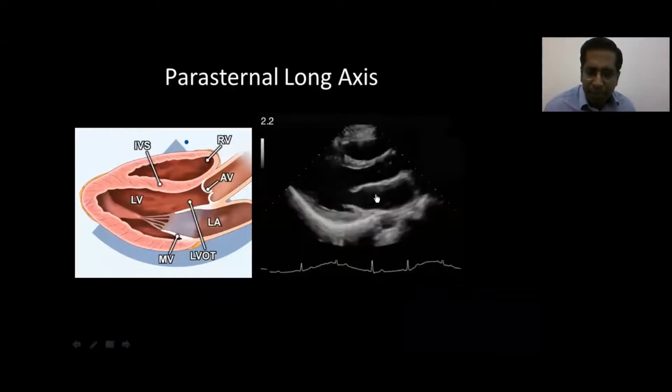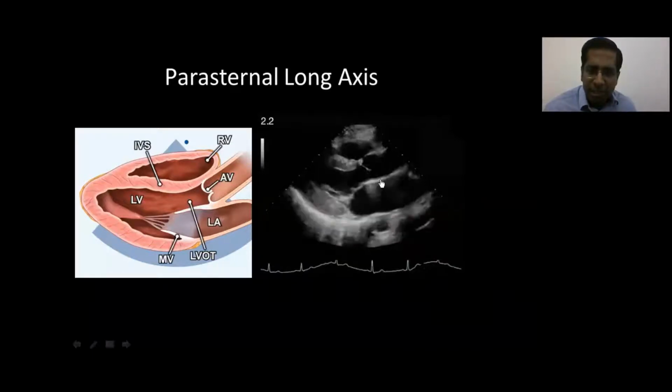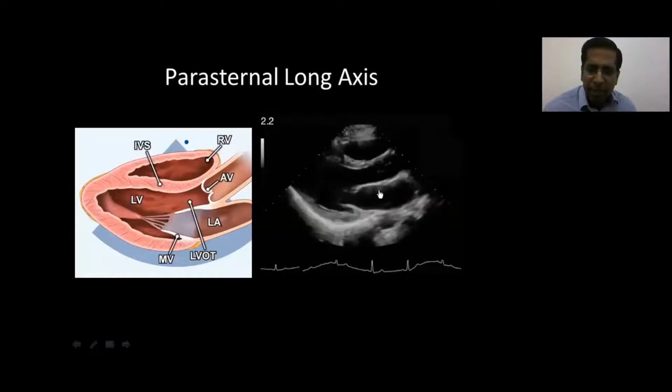So that is about the sector width, about the depth. And the other thing is, why do we need to optimize these two things? Because image resolution or the frame rate will depend on the sector width and the depth. As you reduce the depth, your frame rate increases. As you reduce the sector size, your frame rate increases. So you want good resolution, you want a higher frame rate. So you keep the sector width to the minimum that gives you all the information that is required.